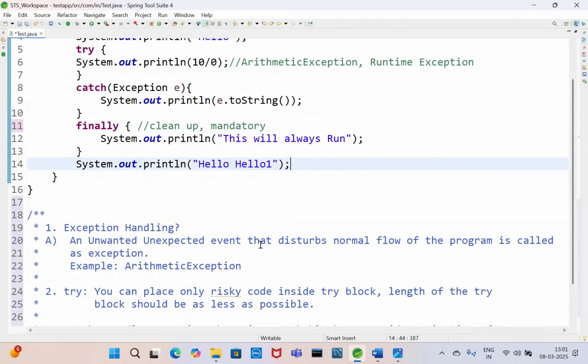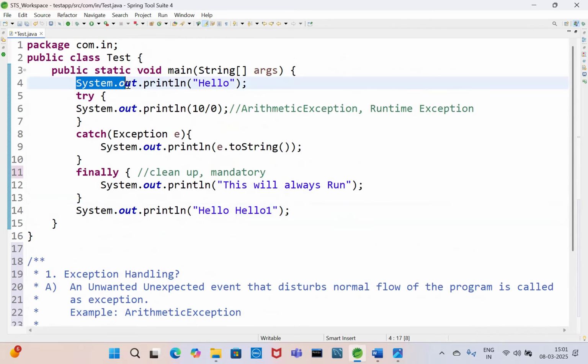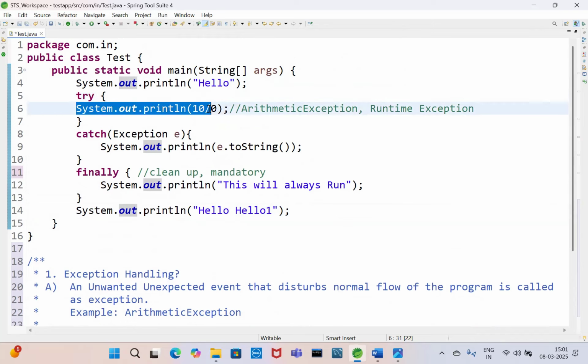Example, arithmetic exception. Try: you can place only risky code inside the try block. The length of the try block should be as less as possible. So that means here the fourth line is there. Why am I not placing the try before the fourth line? Because it's not required. Which lines you feel will raise an exception, only those lines place inside the try block.